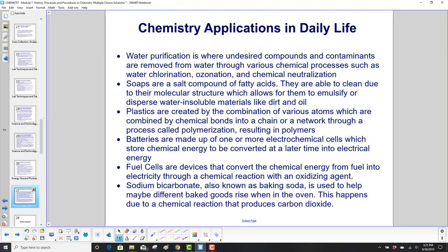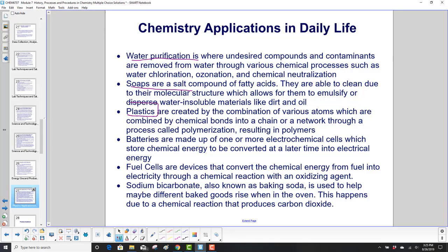Chemistry affects your daily life. Let's start with water purification. That's where bad, undesired compounds and contaminants are removed from water through various chemical processes such as water chlorination, ozonation, and chemical neutralization. Soaps are a salt composed of fatty acids. They are able to clean due to their molecular structure. It allows them to emulsify or disperse water-insoluble materials like dirt and oil so it can be removed from your body or from anything you're trying to clean.